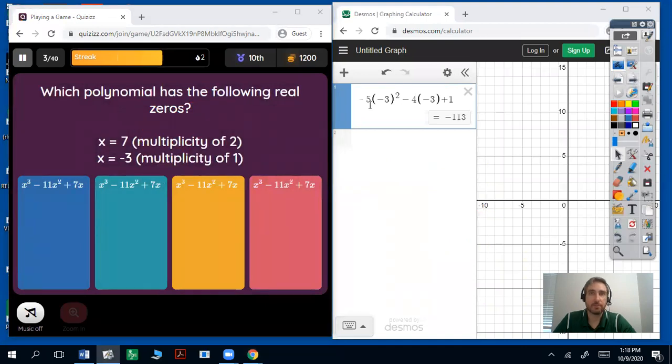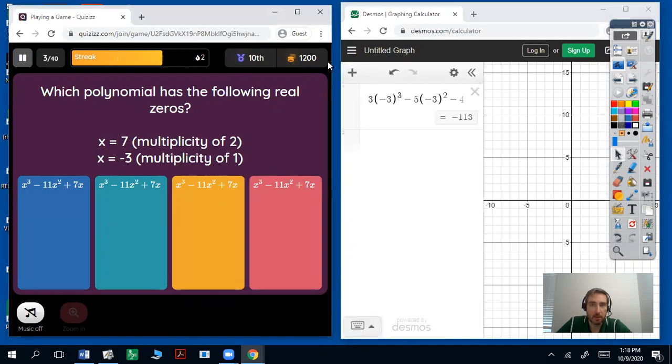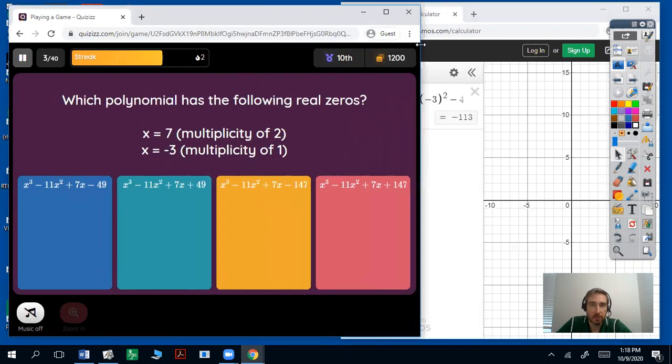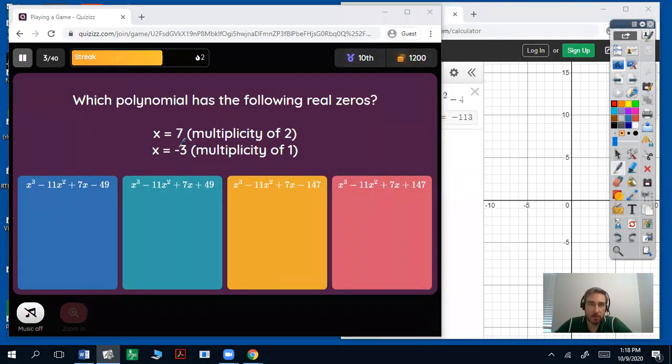All right, question 3. Which polynomial has the following real zeros? We have 7 multiplicity of 2, -3 multiplicity of 1. So this is going to be a double root. And remember, double roots, they hit the x-axis like this.